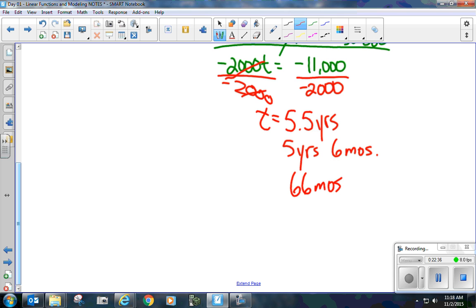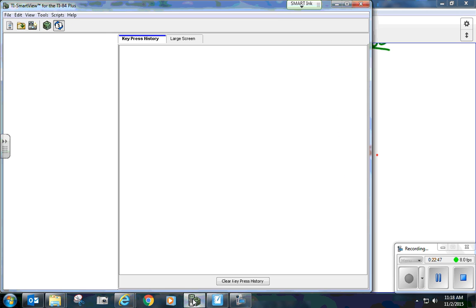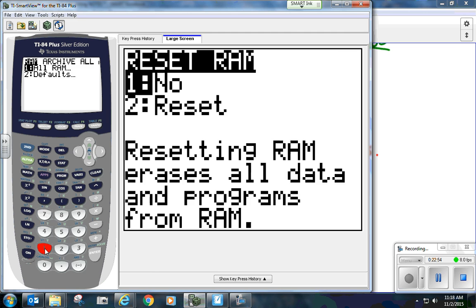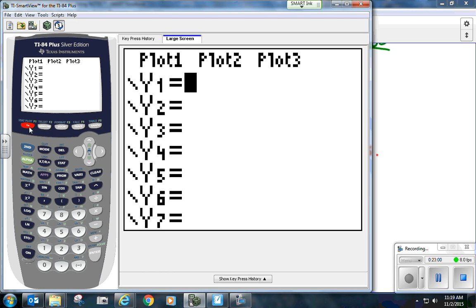Good. Now, for those of you with calculators, turn your calculator on. If they left anything in there, do me a favor, hit second, the plus sign, and 7, 1, 2, just to clear everything. Okay? When you do that, let's go to y equals, and we'll put in our v of t equation. It's negative 2,000 x plus 50,000.